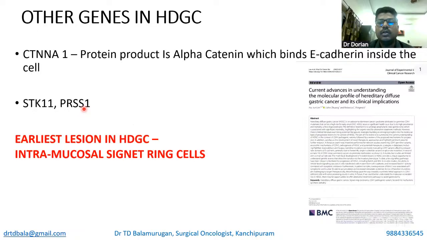Other genes in hereditary diffuse gastric cancer are STK11, PRSS1, CTNNA1. CTNNB1 is beta catenin, colorectal cancer. CTNNA1 is alpha catenin, stomach cancer. The earliest lesion in hereditary diffuse gastric cancer is intramucosal signet ring cells.